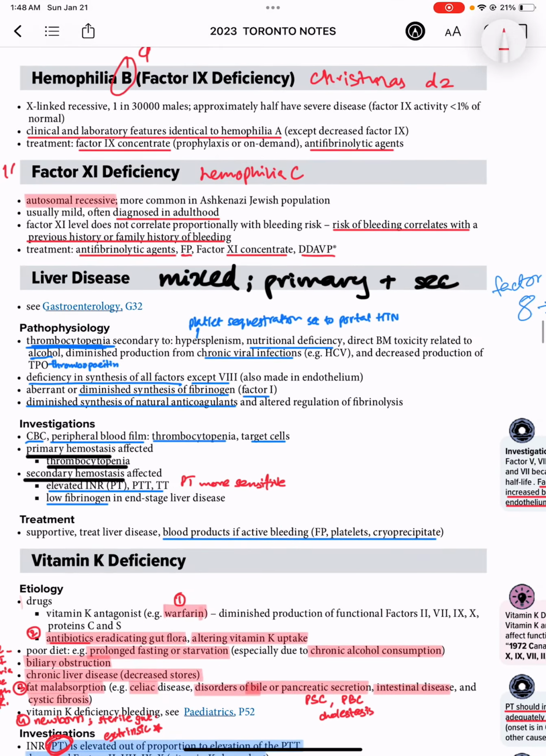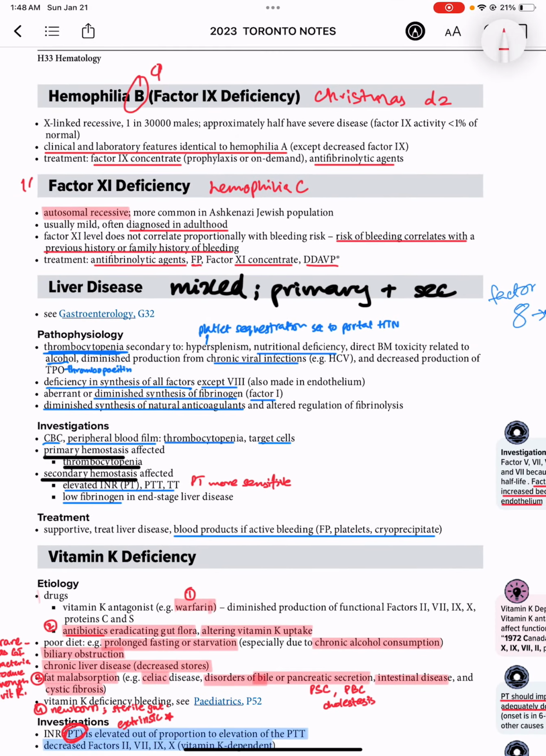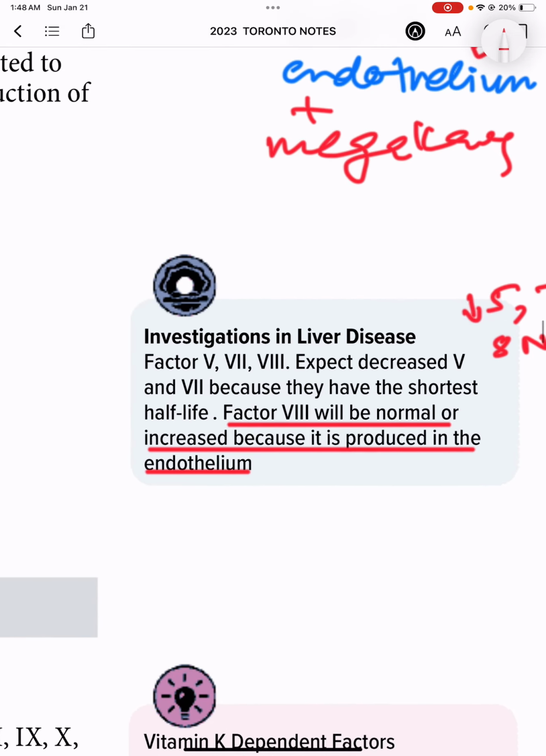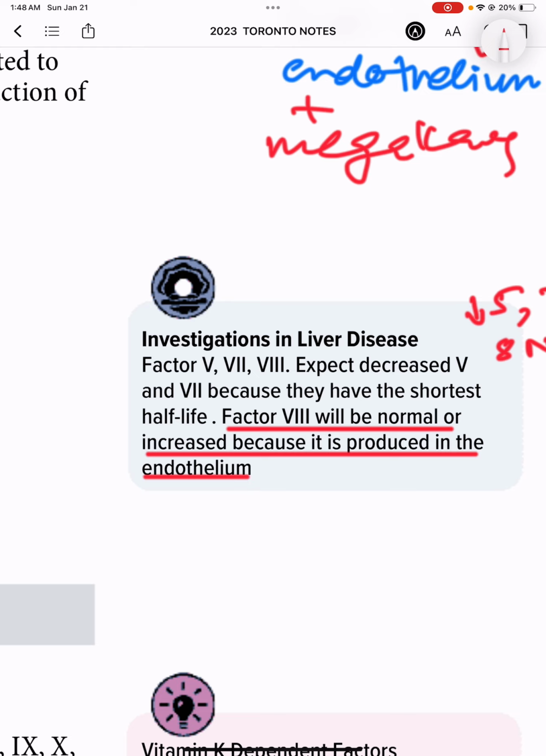Okay, where were we? Liver, and there will be diminished synthesis of natural anticoagulants also. In our investigation, we will see primary hemostasis, thrombocytopenia, as well as secondary hemostasis, elevated INR, PT, PTT, and TT. PT more sensitive, but it's all of them, right? PT more sensitive. Why? Because investigations in liver disease factor 5, 7, and 8, right?